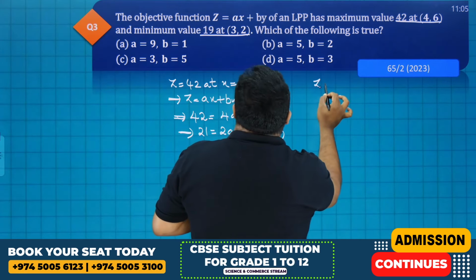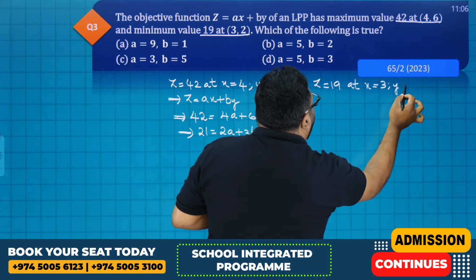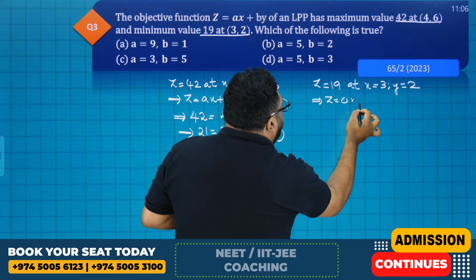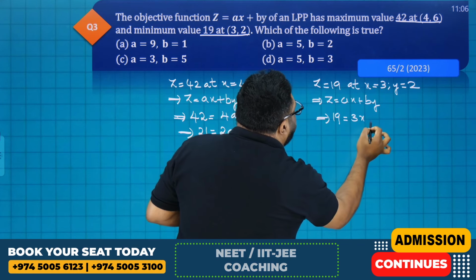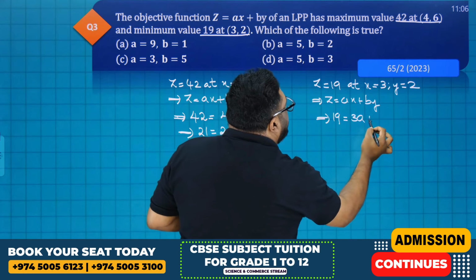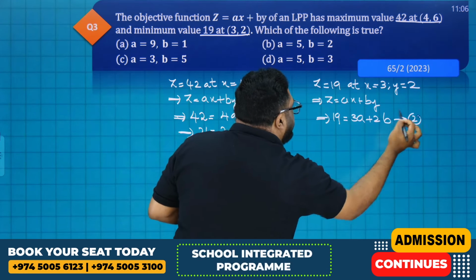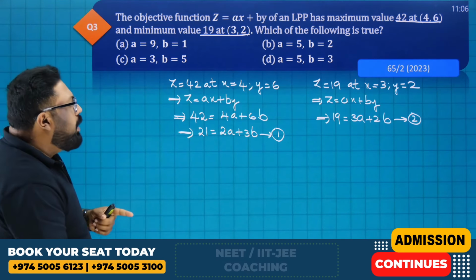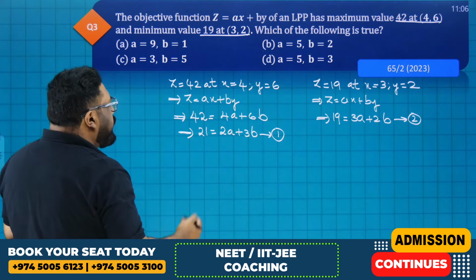Next one, my dears. Z is equal to 19 at x equal to 3, y equal to 2. Substitute. Z is equal to ax plus by implies 19 is equal to 3a plus 2b. So there is nothing to solve here. So equation number 2. So solve the 2 equations, my dears, to get the values of a and b, or you can just substitute and check. That is also your interest, that's all.